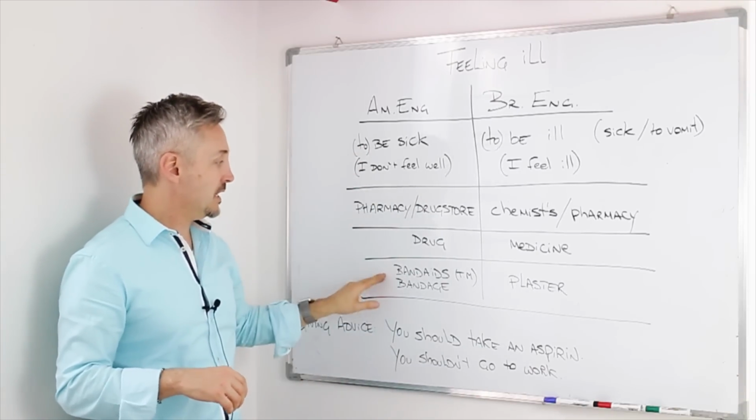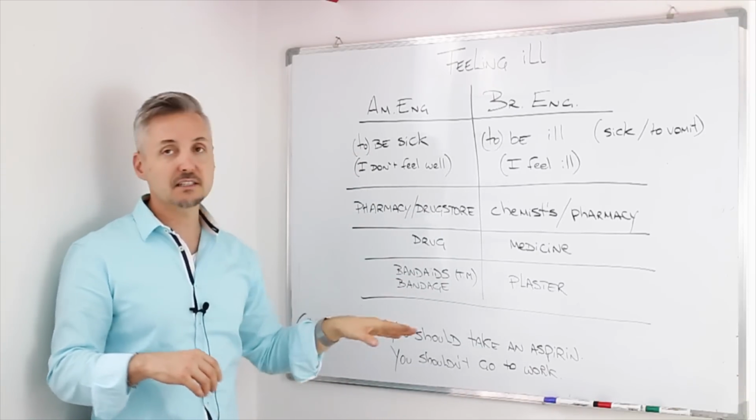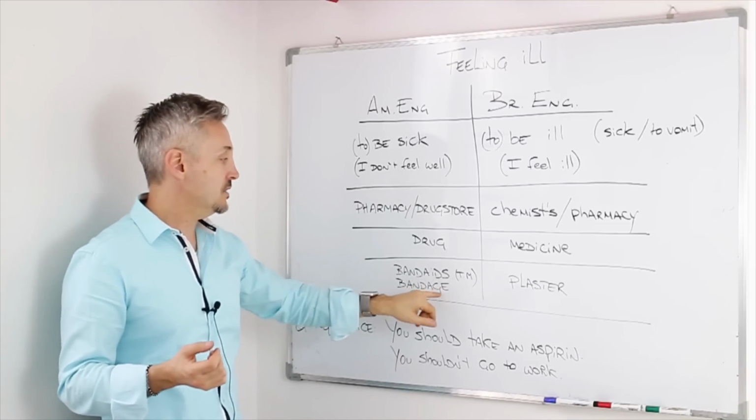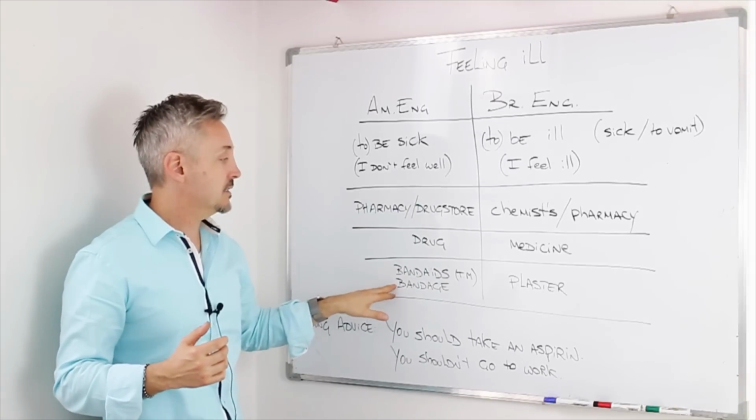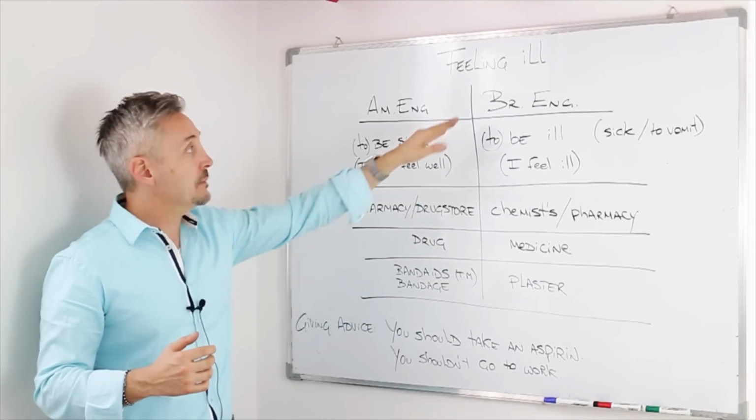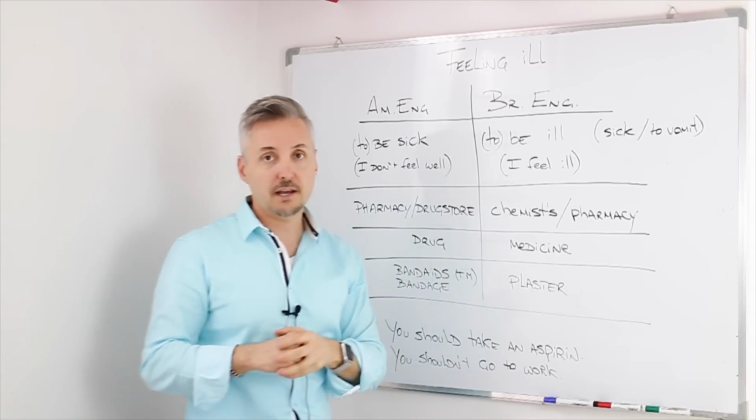Band-aids for American English, or bandage. Band-aid is a trademark, so you can use band-aids, everybody will understand, and bandage. In British English it's plaster instead.